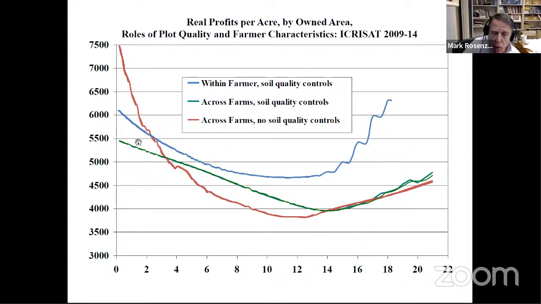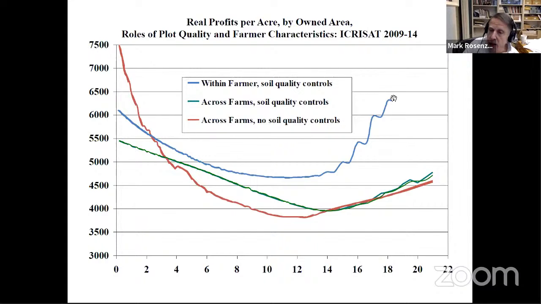The green line is the U-shape that we observe when we take into account the 24 different soil qualities. What you can see in the difference between the green curve and the red curve is that it does eliminate a lot of the advantage of the smaller farms. So some of this advantage is spurious. It turns out that the smallest farms tend to have higher quality soils. But even when we control for soil quality, we still see the U-shape.